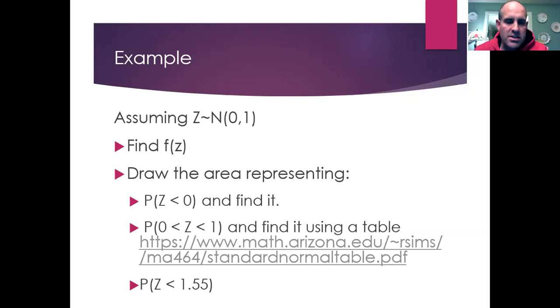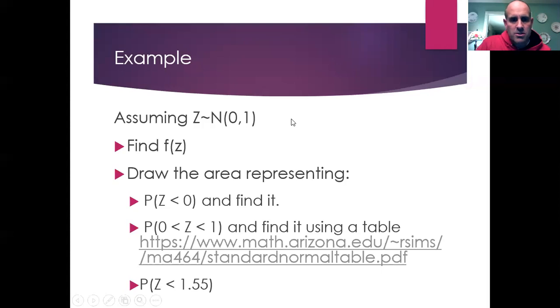And what about the probability that Z is less than 0? What do you think that is? And what about the probability that Z is between 0 and 1? Now, I remind you, 0 is the mean. So the probability that Z is less than 0 is going to be kind of easy. But the probability that 0 is less than Z is less than 1, we're going to have to think about that a little bit. I'm going to show you a probability table that we can use to compute that. And the probability that Z is less than 1.55, we're going to do that as well. Okay, so let's go do that.